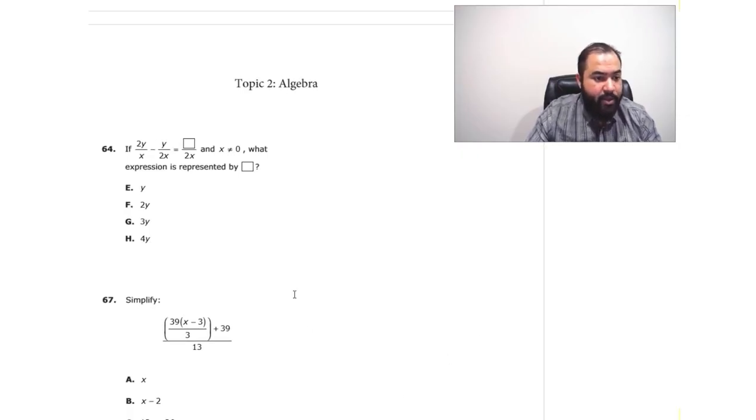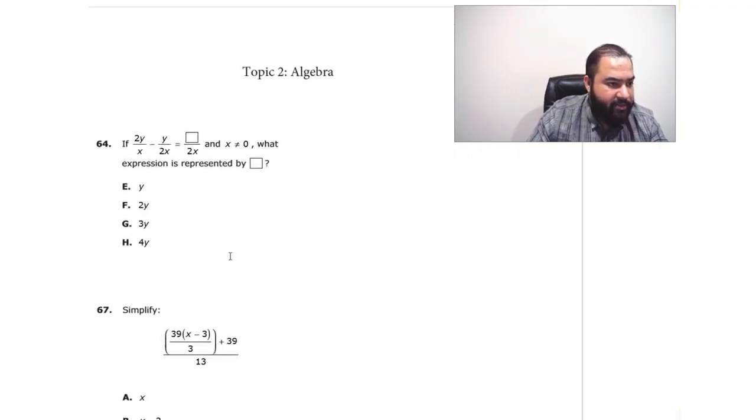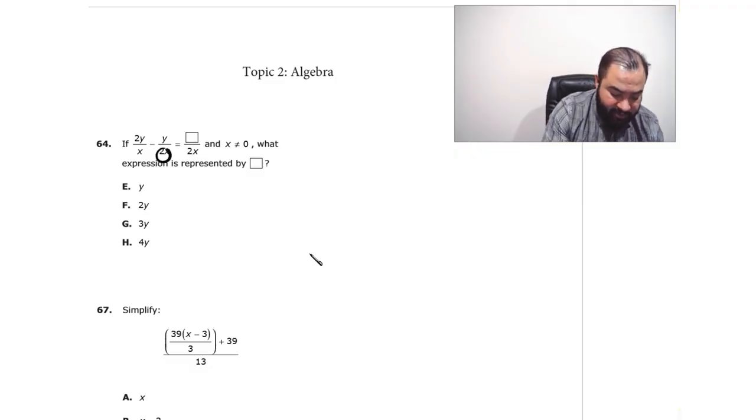Right? So algebra, the first question is asking, these are the types of questions you're going to be facing. So as you can see, this is a fraction subtraction. So what do we do in fraction subtraction? We want the common denominator, right? So denominators, we want it to be the same. So I have a 2x, I want this to be 2x.